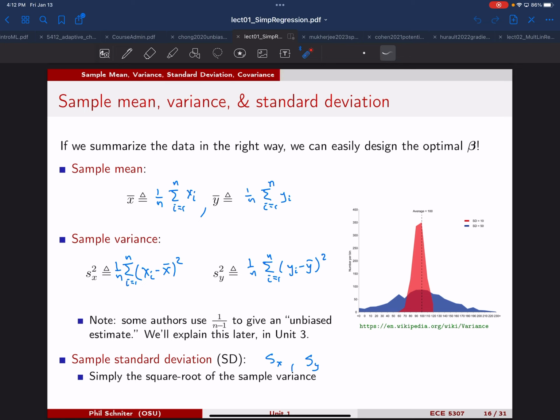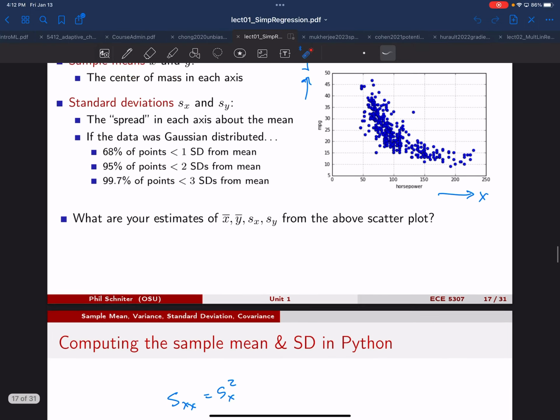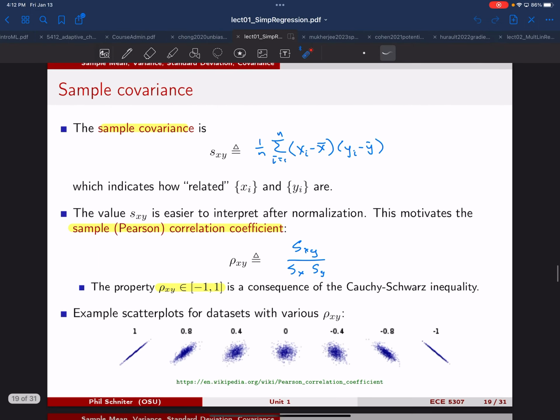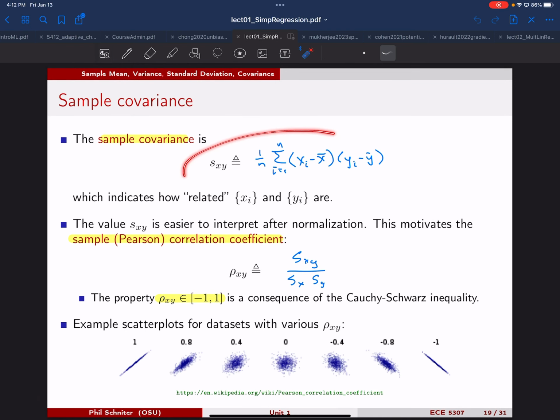So let's remind ourselves, we talked about the sample mean. So we have the sample mean of X, the features, and the sample mean of Y, the targets. We also talked about the sample variance, which is like the average squared distance around the sample mean. We have the sample variance of X and Y. And then we also talked about the sample covariance. The covariance gives us a notion of how related these two quantities, X and Y, are.